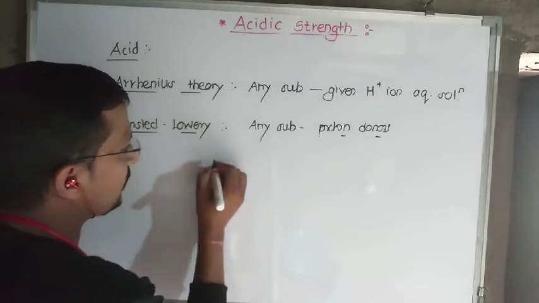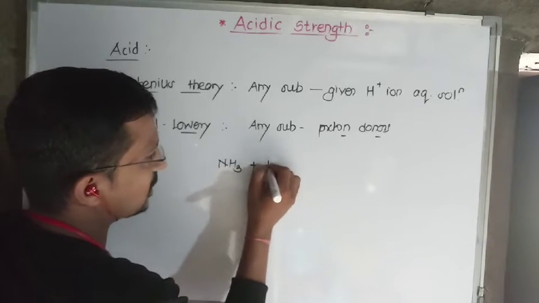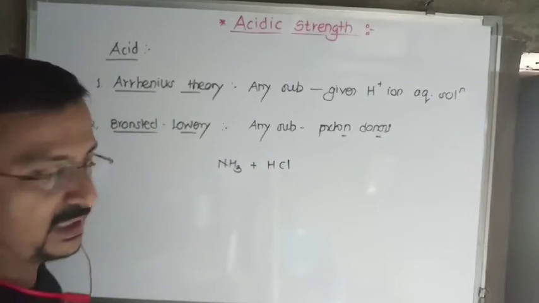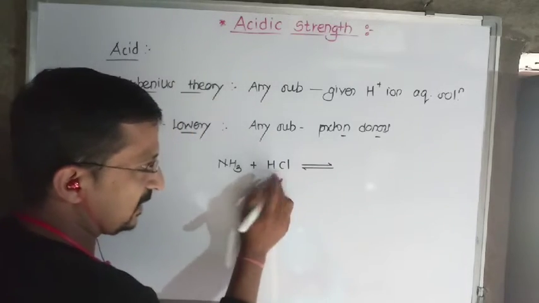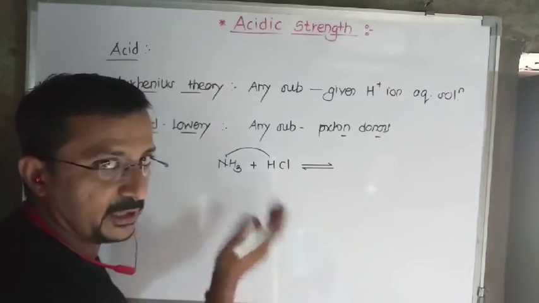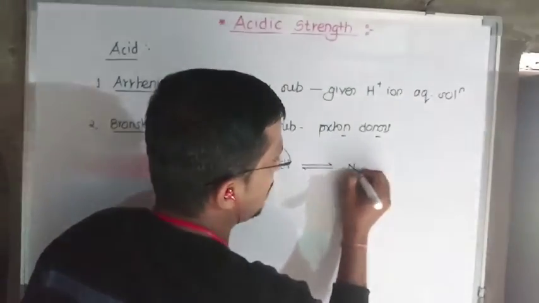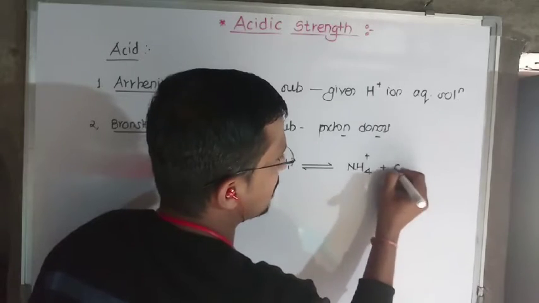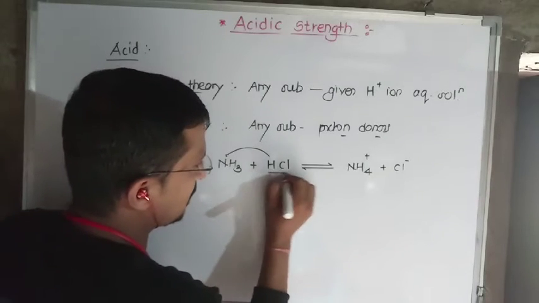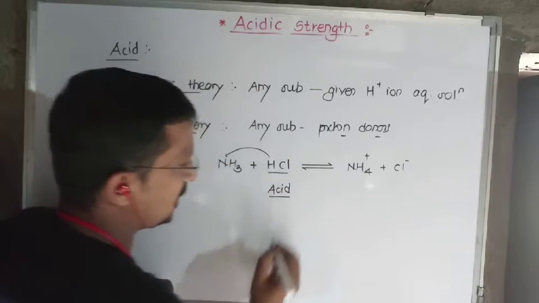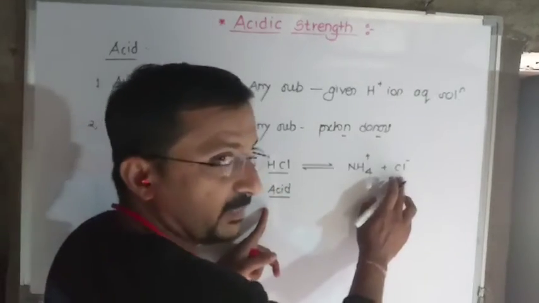Now consider ammonia plus hydrochloric acid. Here hydrochloric acid, HCl, donates a proton to ammonia, and after donation of the proton H plus to ammonia, it becomes NH4 plus Cl minus. Remember well, this HCl is the acid. After giving H plus, the proton, to ammonia, it converts into Cl minus.